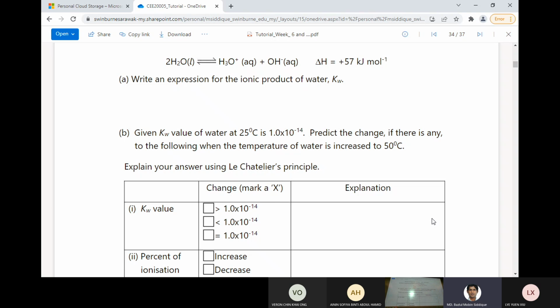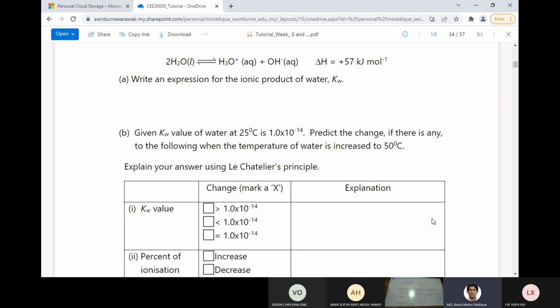So the change, if there is any, to the following when the temperature of water is increased to 50 degrees centigrade. If we increase the temperature to 50 degrees centigrade, whether the ionization will be favored or not favored. What do you think? Favored? Why is it so? Yes, good. It's a perfect answer. So this is an endothermic reaction. So when there is an increase in temperature, it will favor the reaction to proceed further.